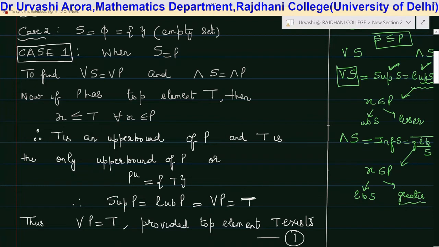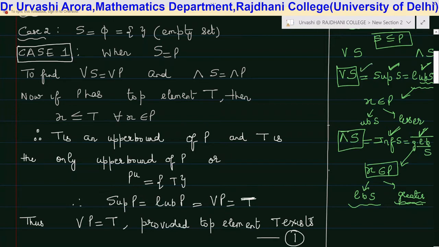So if such an element x belonging to P exists which is a lower bound of S and which is greater than all the lower bounds of S, then we say that the greatest lower bound of S exists or infimum of S exists. Infimum is another name for the greatest lower bound. So if the greatest lower bound of S exists or the infimum of S exists, we say that the meet of S exists, and the meet of S is denoted by inverted V of S.